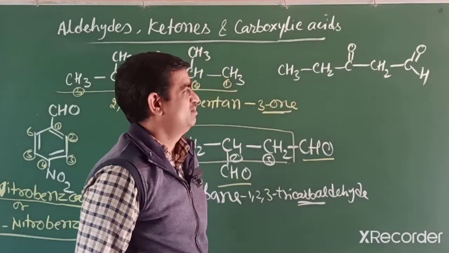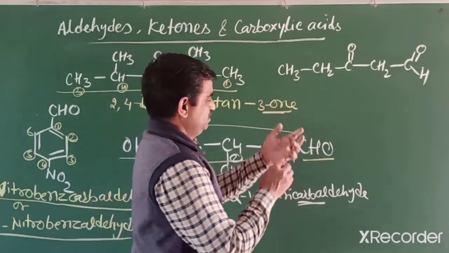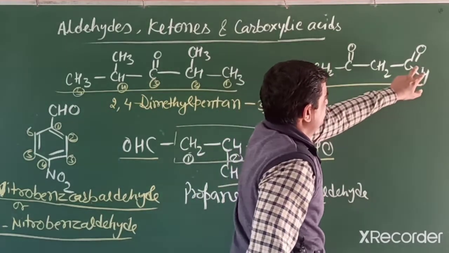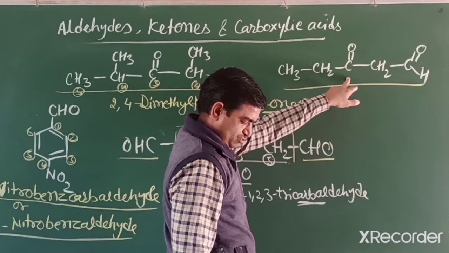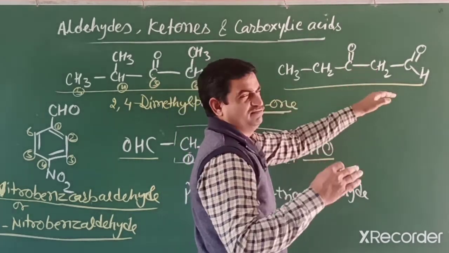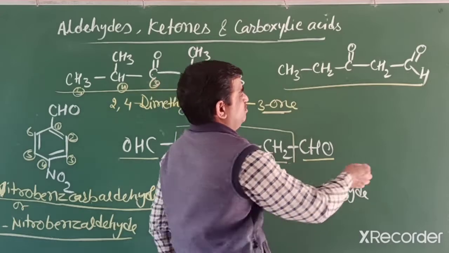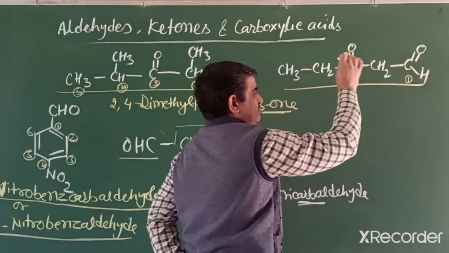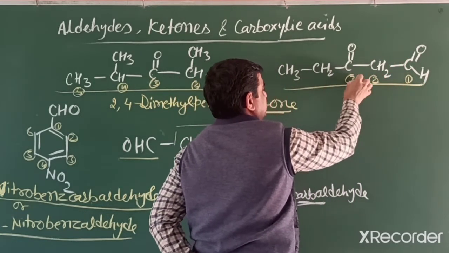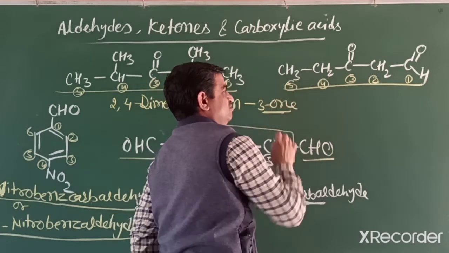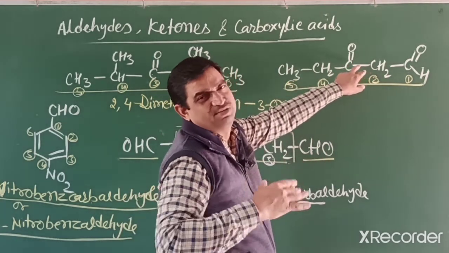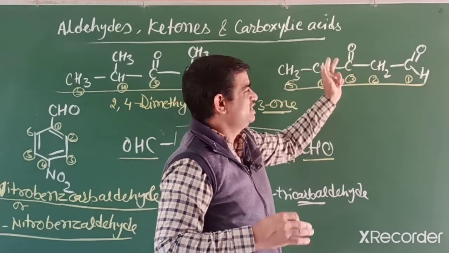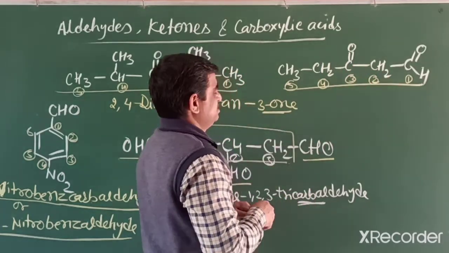Friends, for such a compound, what is the IUPAC name? This compound has 2 functional groups, one is aldehyde, the other is ketone. If there are 2 functional groups, one is the main functional group and the other is the secondary functional group. So with aldehyde and ketone, numbering starts from the aldehyde side, 1, 2, 3, 4, 5. The other functional group we write as a prefix. Its prefix is known as oxo. If written as a suffix, then one. So ketone is written as oxo.